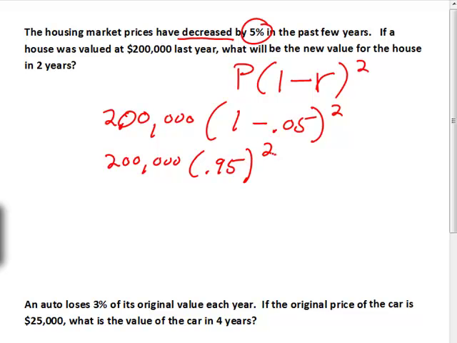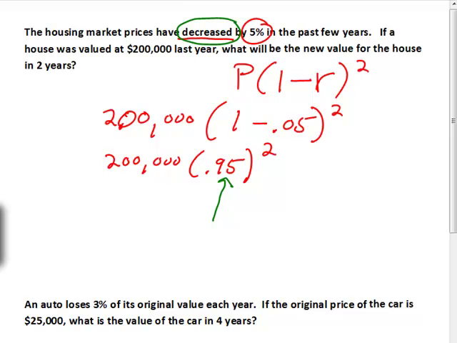Now, every time you see this word decrease here, this is your key. Again, you've got to use some common sense when you do these. If you're starting out with 200,000 bucks, your house has to be worth less than 200,000 bucks when you get your final answer. Equally as important, when you look at this number in here, this has to be less than 1, and that's the key.